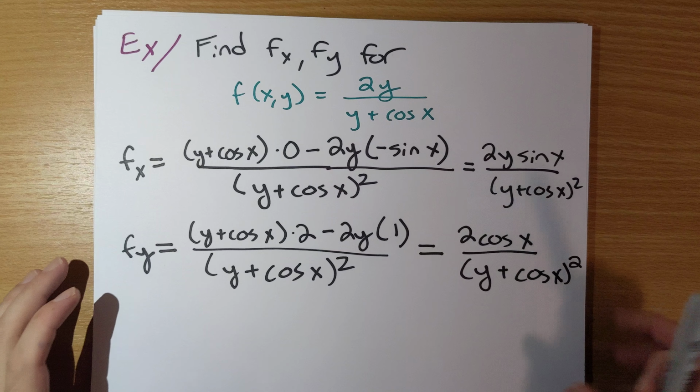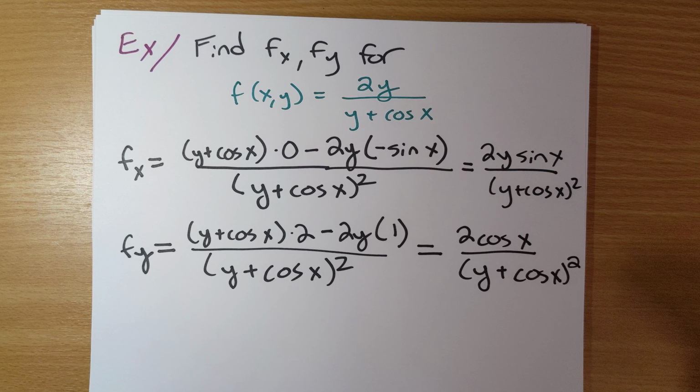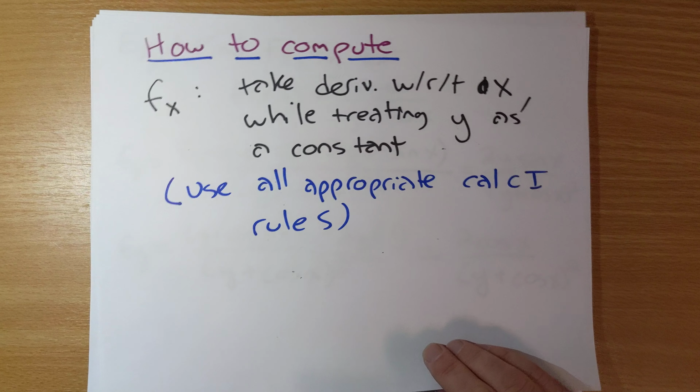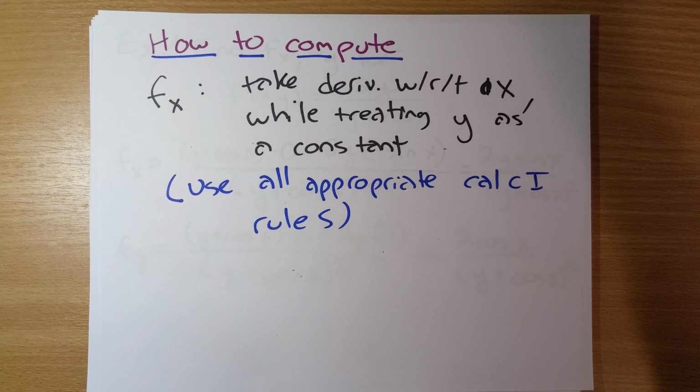So we did an example of the product rule and an example of the quotient rule. It's just Calc 1 stuff with the extra thing to remember that you have to treat the other variable as a constant.